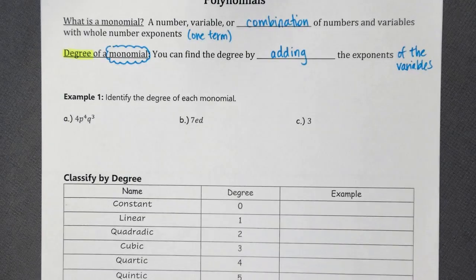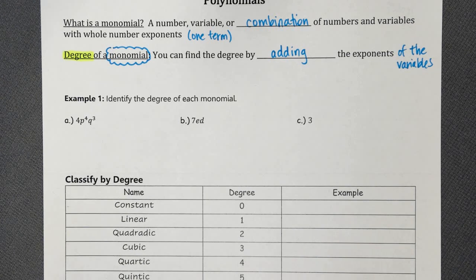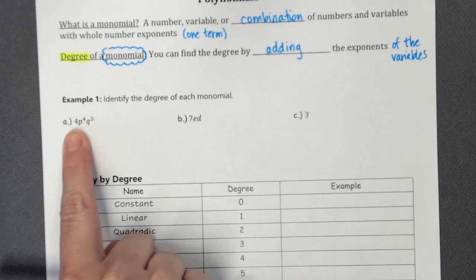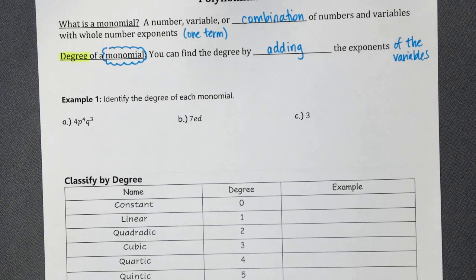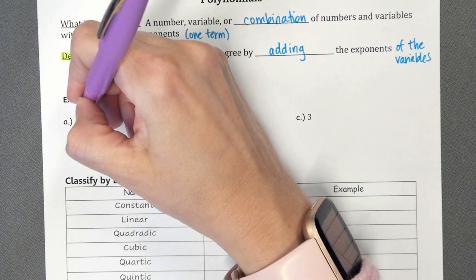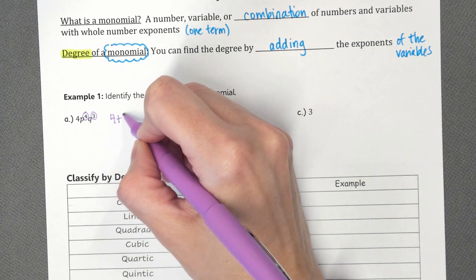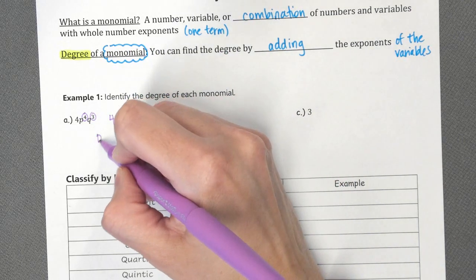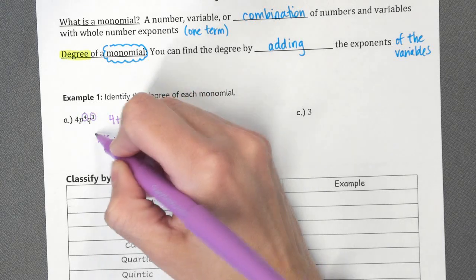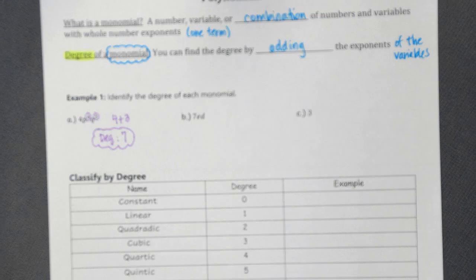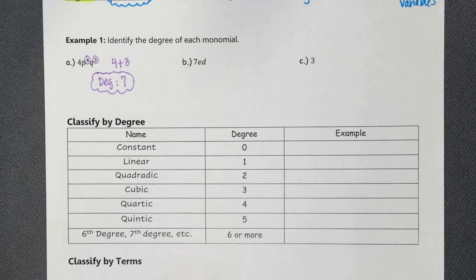Okay, so example 1, identify the degree of each monomial. Like I said, if it's a number, we are not going to add those together. So we have the 4 and we have the 3. So the degree, you just add them together. So we would say the degree is 7. That's all you have to do, you just have to add those together, okay?